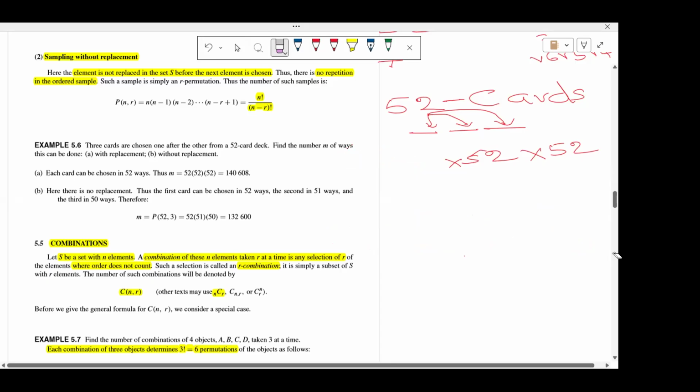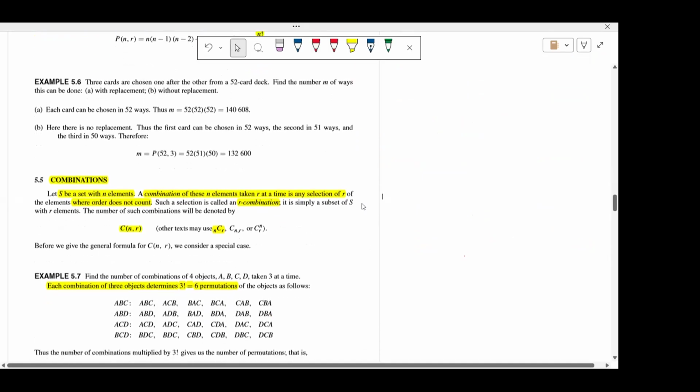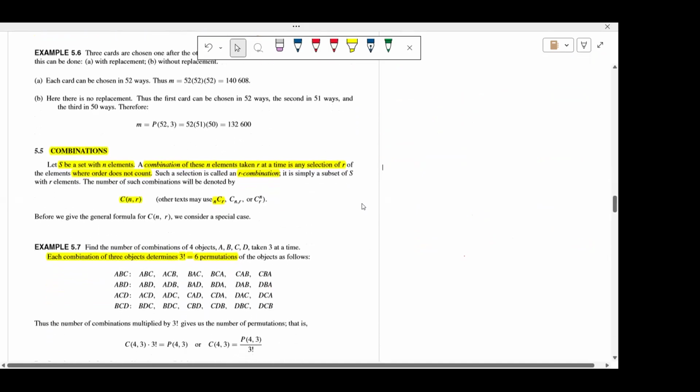Does anyone have any issues, or can you understand clearly? That's all about permutation. There are a lot of things, but I gave the very basic ones and explained three basic scenarios with you. This is about permutations.